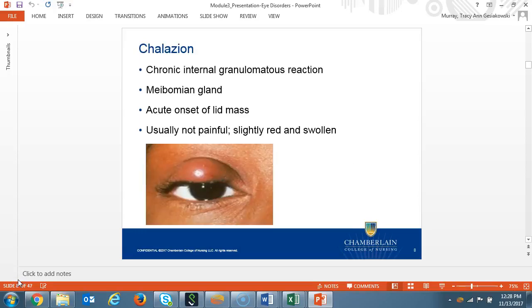Now, a chalazion is a chronic internal granulomatous reaction of the meibomian gland that produces a mass in the lid. Its onset is acute and is usually found in the mid-portion of the upper lid away from the margin. It's usually not painful or tender and looks slightly red but swollen.